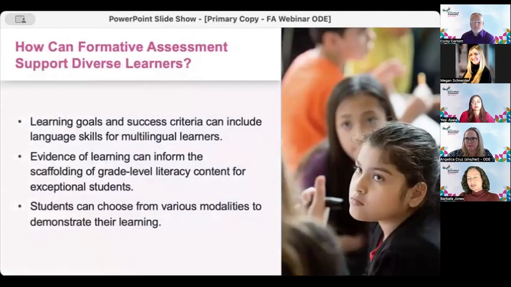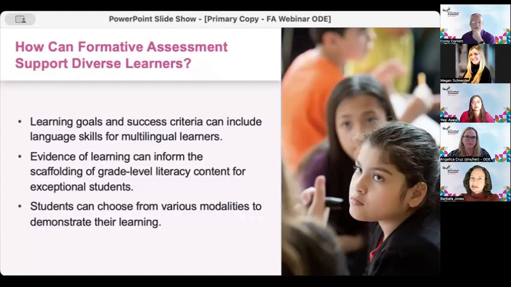All right. So just as formative assessment is a key practice for supporting young learners, it is also a key practice for supporting diverse learners. And these are just a few examples of ways that formative assessment can do this. So for example, learning goals and success criteria can include language skills for multilingual learners. So to call out that disciplinary language that they need to be able to access grade level content. And then evidence of learning can inform how to scaffold that grade level content for all students, but particularly for exceptional students who also need access to those grade level skills and content.